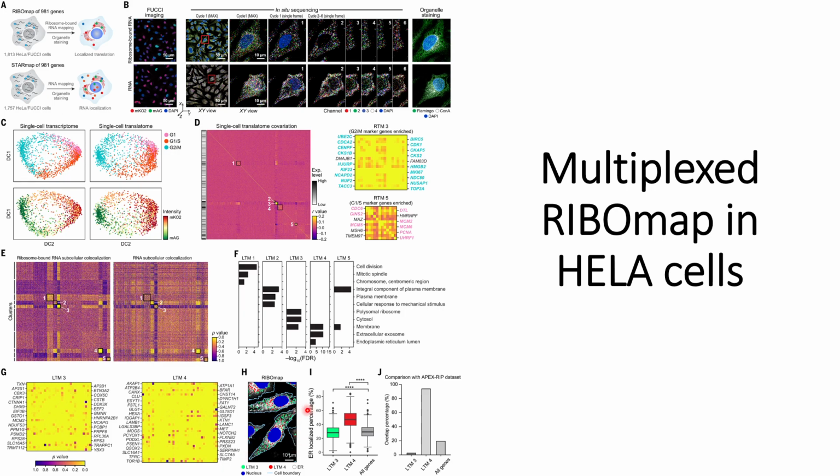And later on they did the quantification of this image. In this we can see that the percentage of the ER localized proteins is around 30% for the LTM3 and around 50% for the LTM4, and compared to that, of all the genes that they have analyzed, around 35% of them are translated in the endoplasmic reticulum.